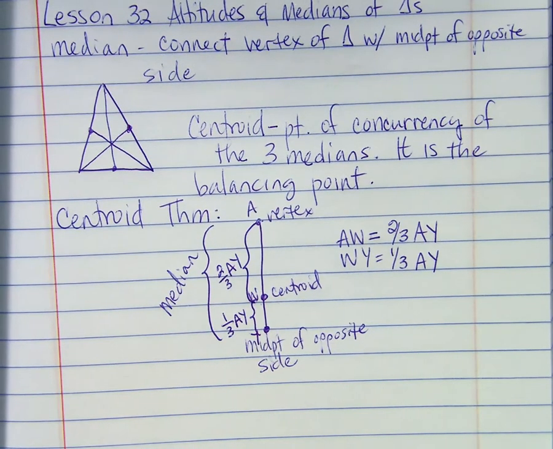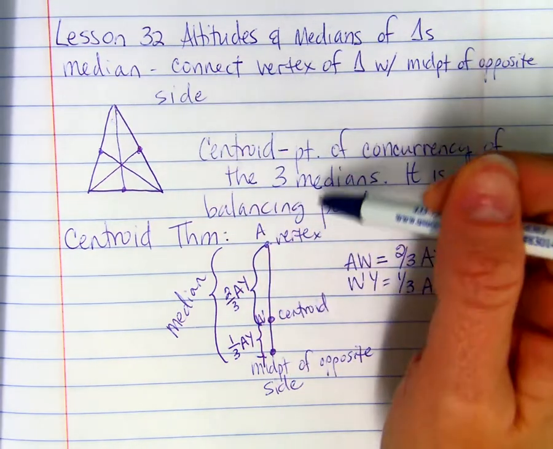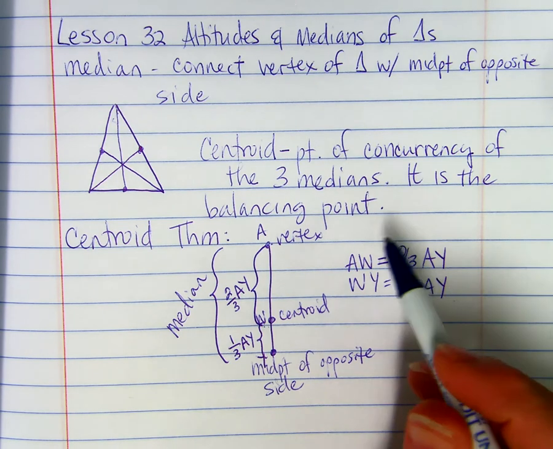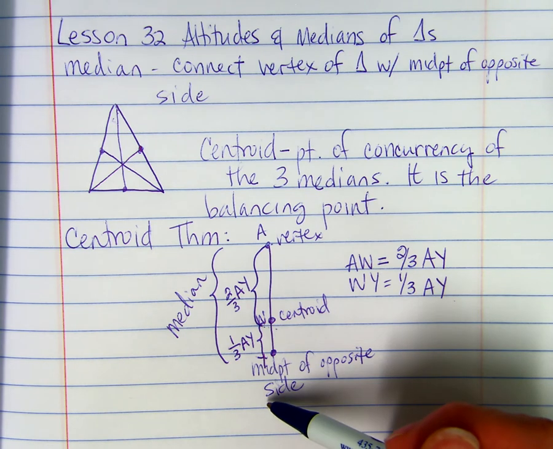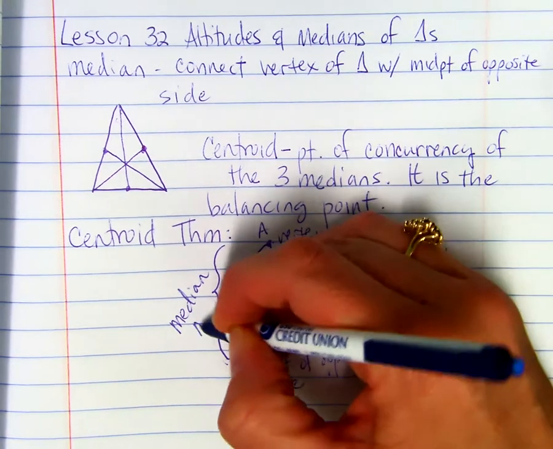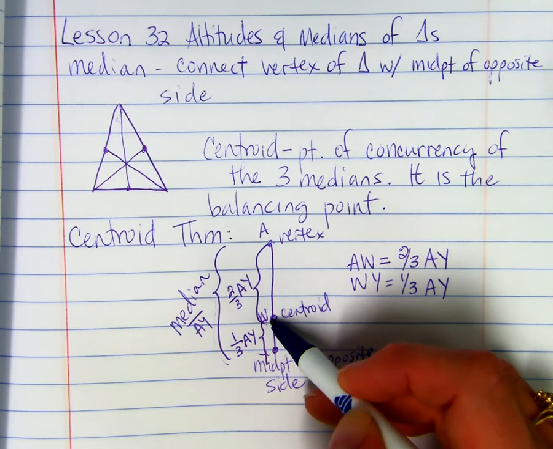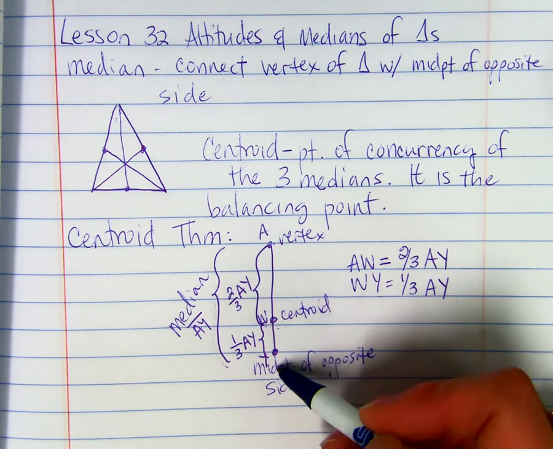Yes, Samuel. I'm wondering about WY. Is the bracket between the entire thing, from A to the entire Y? From A to Y is the median. From A to W will be 2/3 of the whole median, and 1/3 of AY will be WY.